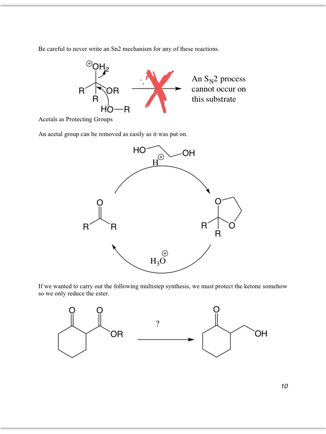An acetal group can be removed as easily as it can be put on, reversible. If we use excess alcohol, we can force it to go to the acetal or ketal. If we use extra water and acid, we're going to cleave it to go back to the carbonyl.